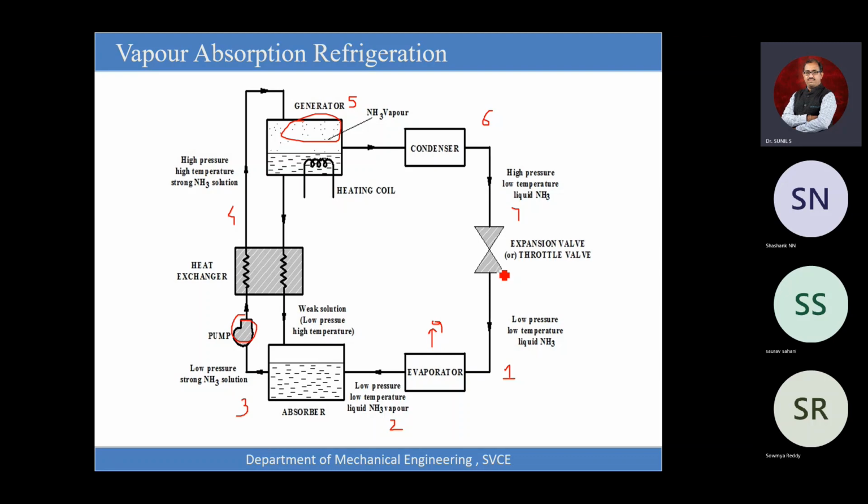Then the liquid ammonia enters the expansion valve. What do you mean by expansion? The pressure will be relieved so that at this final point we have low pressure, low temperature liquid ammonia. Again it will enter the evaporator, take away the heat, and again form vapor. It keeps on continuing. This is vapor absorption.